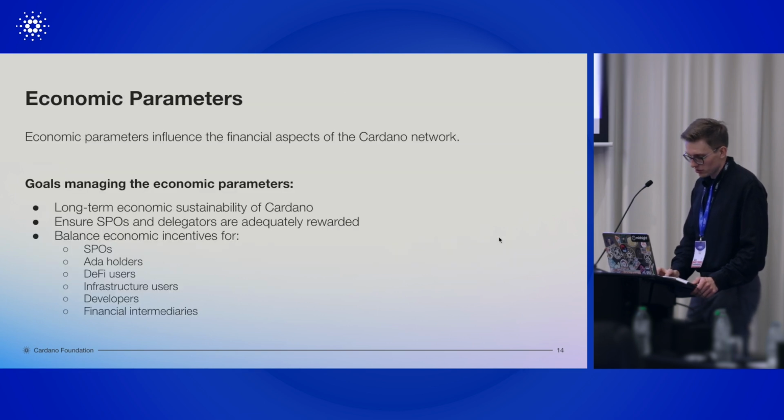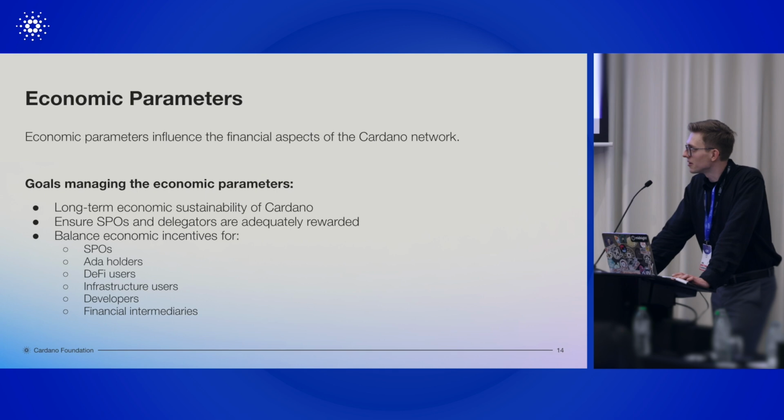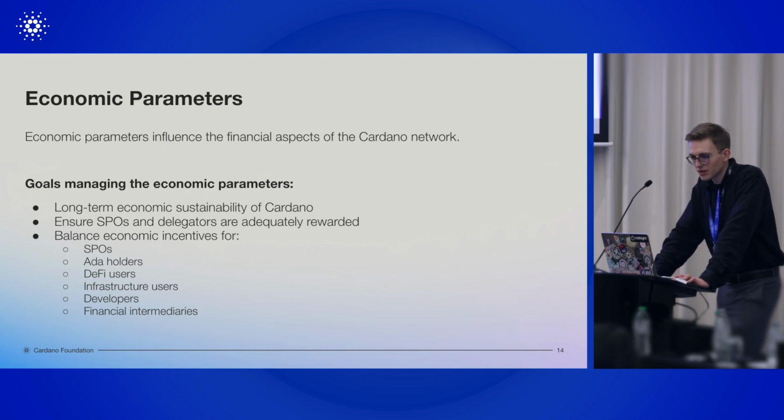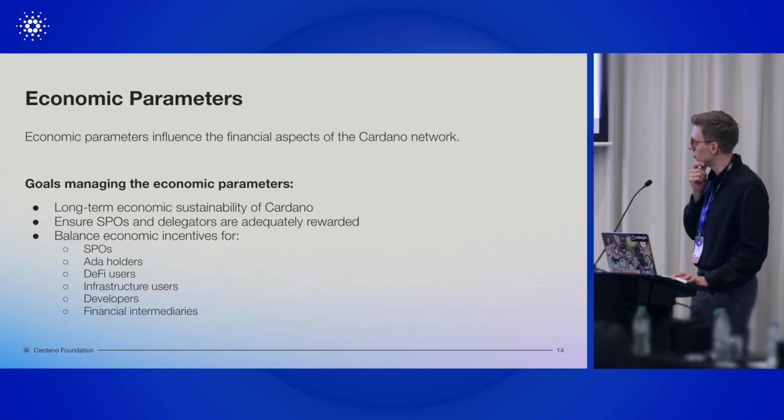And now let's also briefly talk about the economic parameters. The economic parameters influence the financial and economic aspects of the Cardano network. When we think about managing economic parameters, we always need to consider the long-term economic sustainability of Cardano, especially when we think about the diminishing reserves. It's a reality, they are depleting. It's a well-known fact. There's a parameter for that. You'll see that. So when managing those parameters, this is something that needs to be considered.